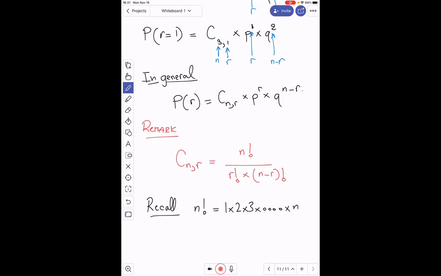For example, 6 factorial would be 1 times 2, 3, 4, 5 times 6, etc. And just to remind you, we said 1 factorial is 1, and 0 factorial by convention is 1. So again, this n exclamation point is called n factorial.